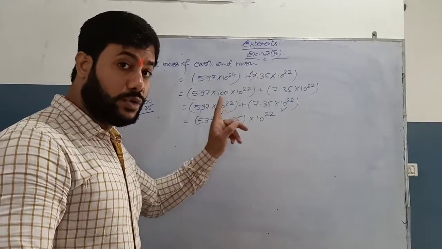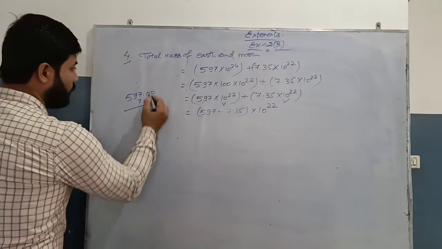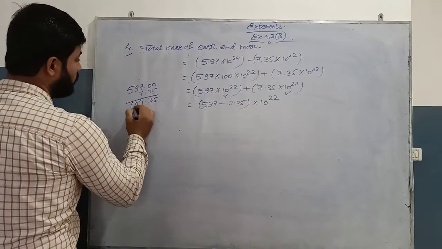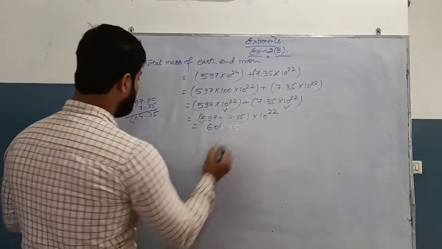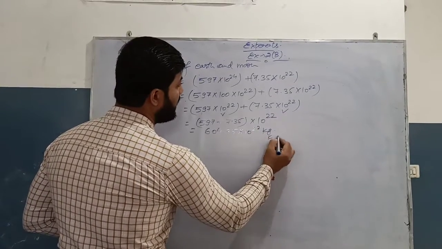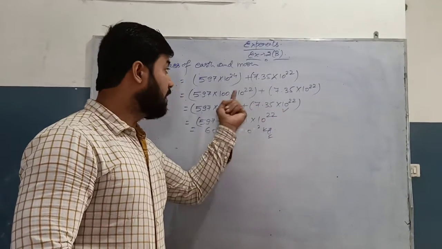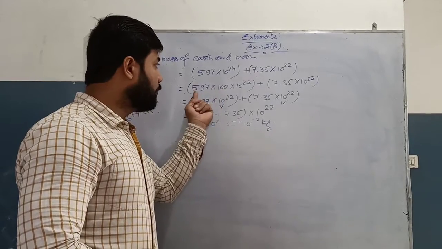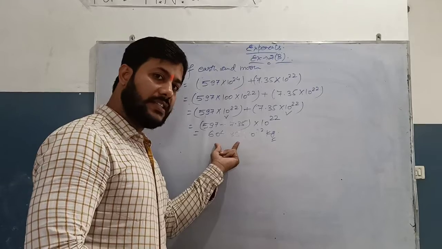I am adding these to show you how to add these two decimals. Most students make mistakes while adding two decimals, right? So 5, 3, 7, 7, 14 is 10, 6. So that is 604.35 into 10 to the power 22 kg. This will be your answer. Okay, students, we have taken 100 from them and multiplied it to 5.97, that is 597, then added together, and this is the result.